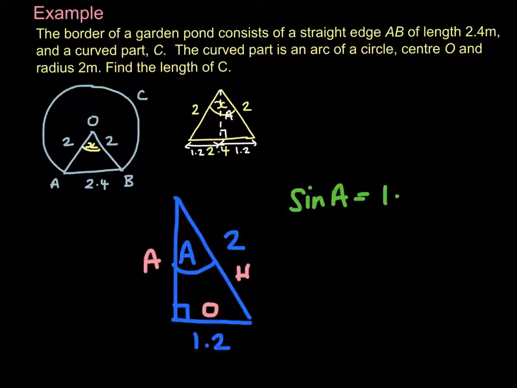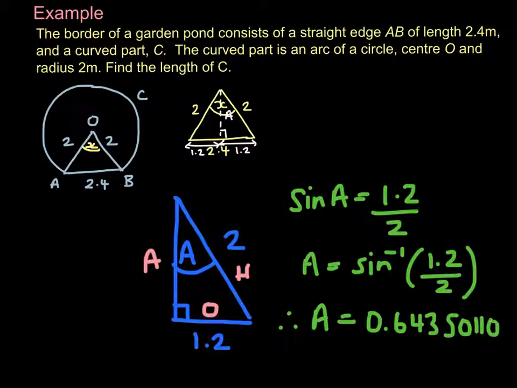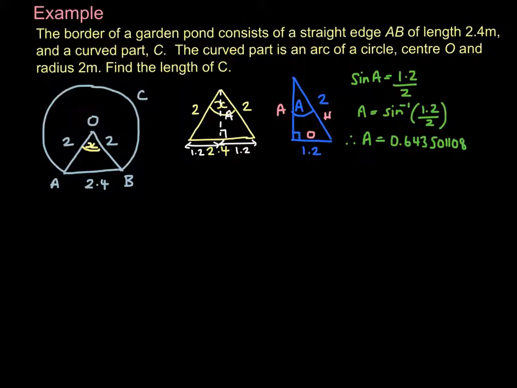So that's going to be 1.2 over 2. So angle A is going to be equal to inverse sine of 1.2 over 2. Now it's really important, it's vital actually, that your calculator is in radians mode at this point. So if you haven't got it in radians mode, switch off this video, look at the other one that shows you how to change it to radians mode, then come back. But that should give you an angle of 0.643501108. And I don't want to round anything until I get to my final answer of the curved length of C.